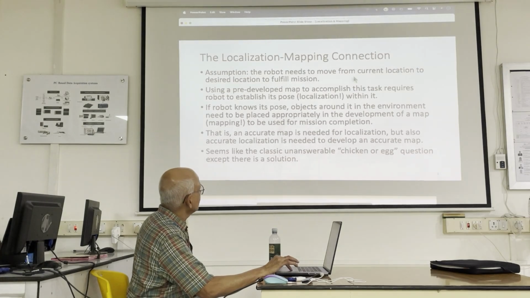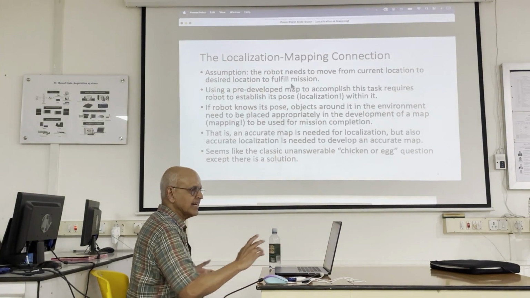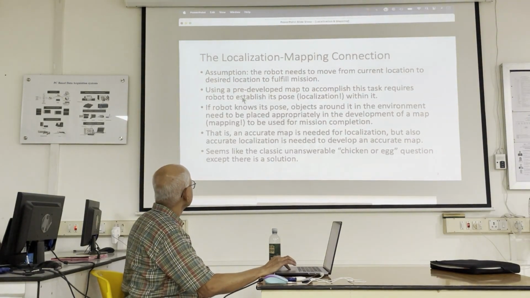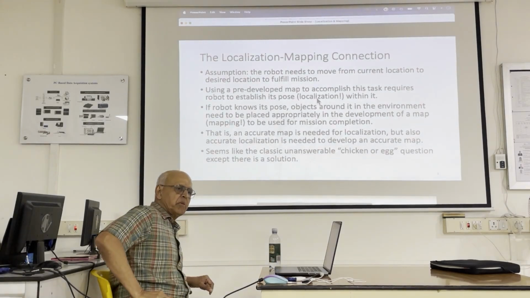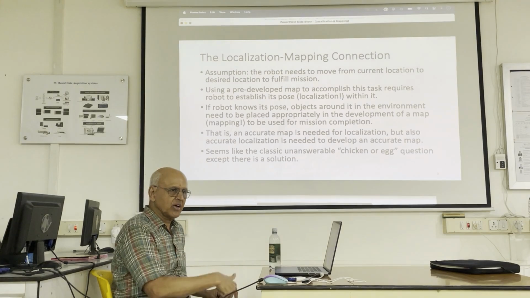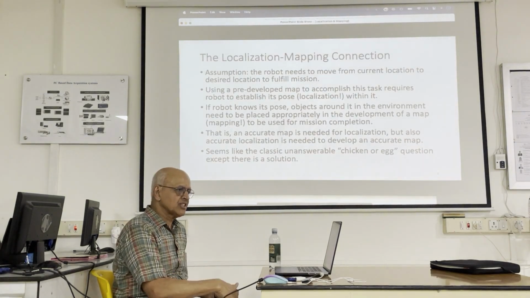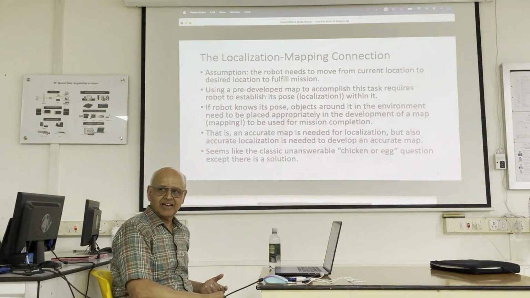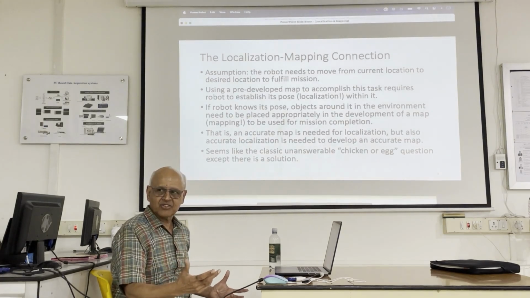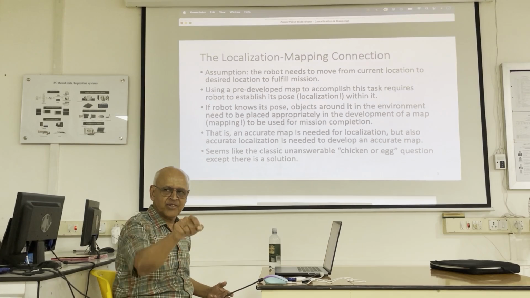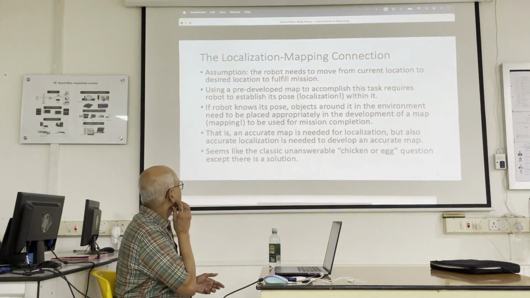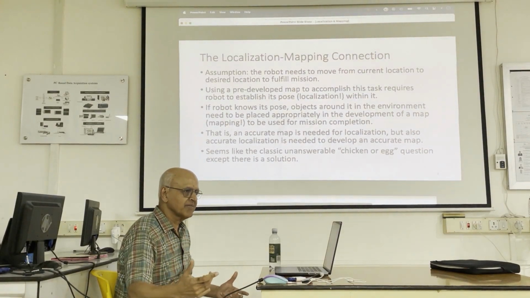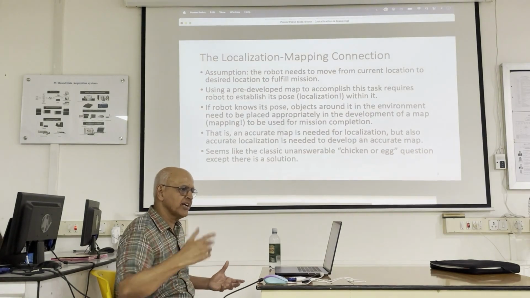So assumption, the robot needs to move from current location to desired location to fulfill the mission. That's the assumption. So using a pre-developed map to accomplish this task requires the robot to establish its pose. That means, remember at the beginning I said a map is no good unless you can localize within it, right? And if you know your location, then it's useless if you don't have a map. Because somebody tells you you're on this point on the earth and says you need to go here, but you don't know where you are on the map, then go there has no meaning at all, right? If somebody says go to your grandmother's house and you don't know where you are, then how are you going to go there? Because you have to localize yourself in the map in order to get to your grandmother's house.